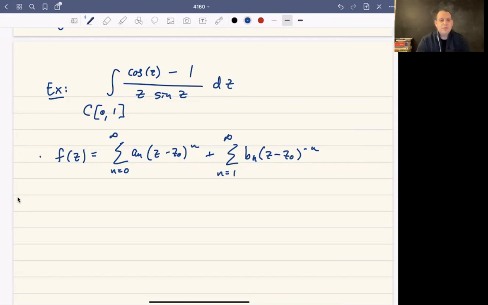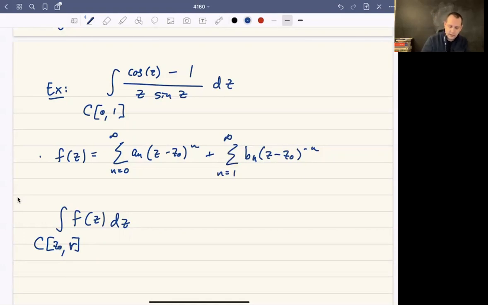And what I want to do is look at the integral of our function f over some circle centered at z naught of radius r. We're talking about isolated singularities, so let's make it so that this is a circle that only contains the singularity z naught. There's no other singularities in there. Otherwise, we'll have to do some other stuff.